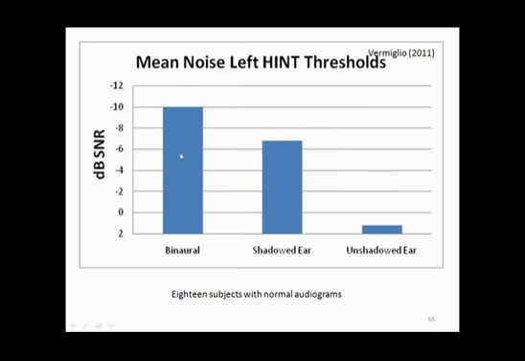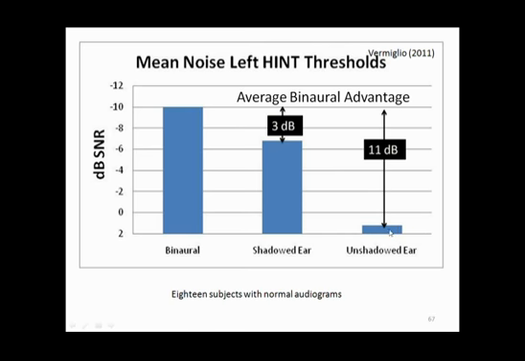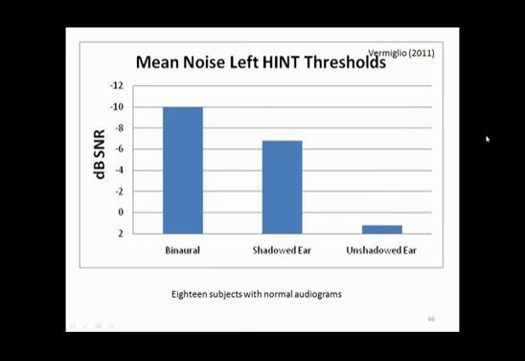So on average, this is the binaural score. This is the score for the shadowed ear, and this is the score for the unshadowed ear. Looking at 18 subjects with normal audiograms, the average binaural advantage referencing the shadowed ear was 3 dB. So 30% improvement in speech recognition ability. And then the average binaural advantage referencing the unshadowed ear was 11 dB. So that's huge. So is single-sided deafness a problem? And the answer is yes.